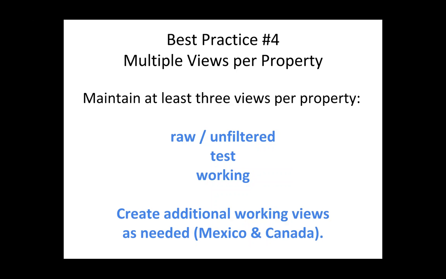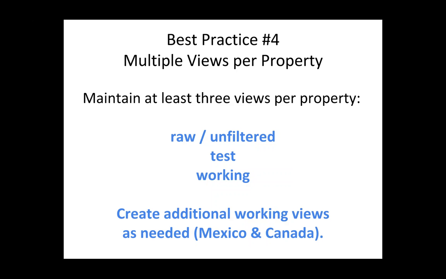So what we want to make sure to do in Google Analytics is to, at a basic level, maintain 3 views. Maintain a raw view to which we apply no settings or filters. Maintain a test view where we test out our settings and filters, and maintain one or more working views where we are applying our filters and our settings.